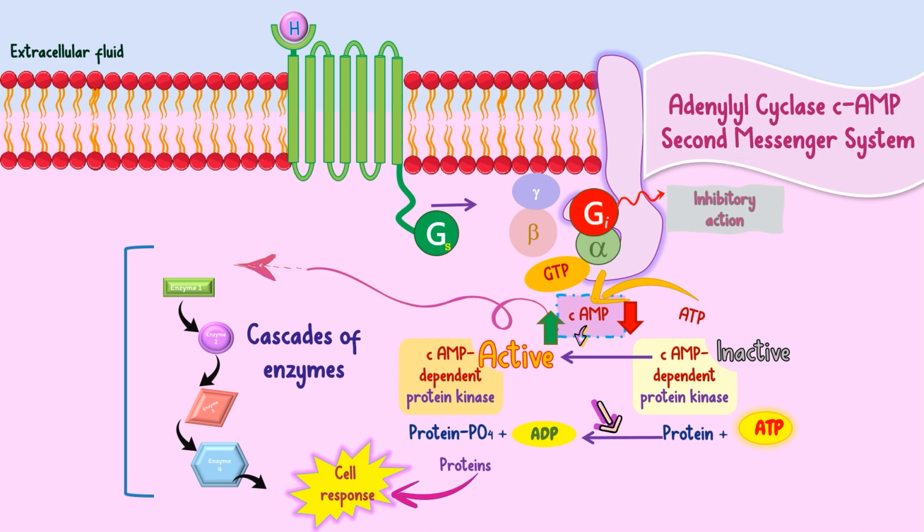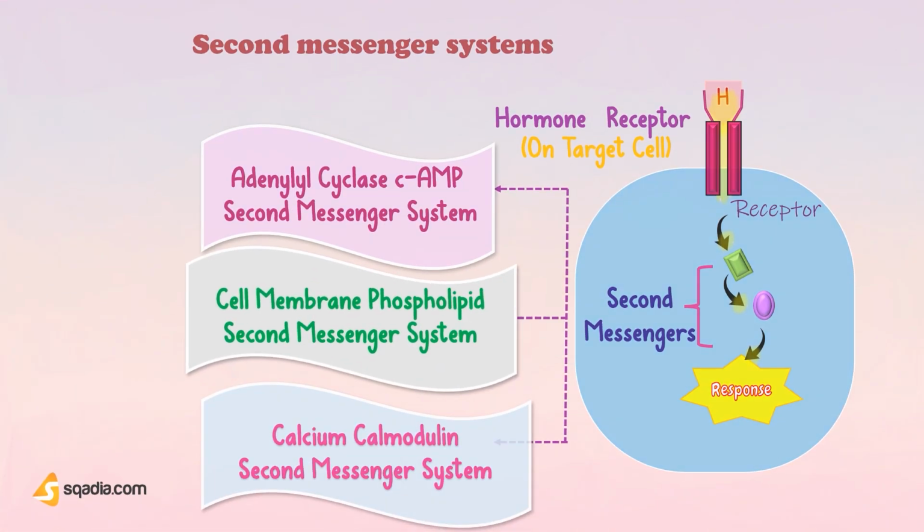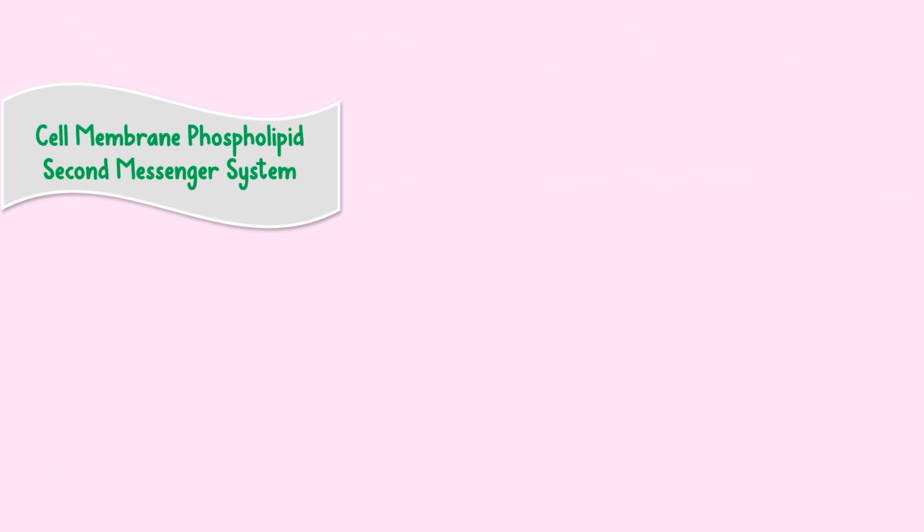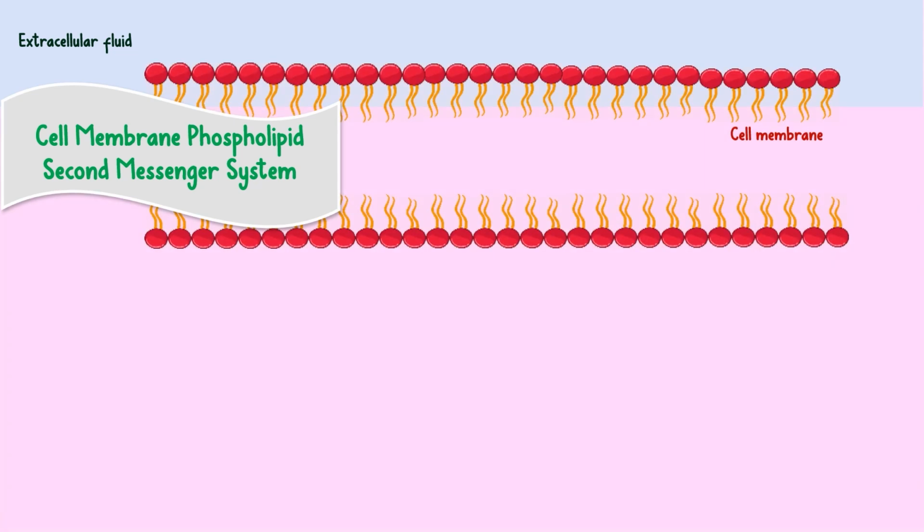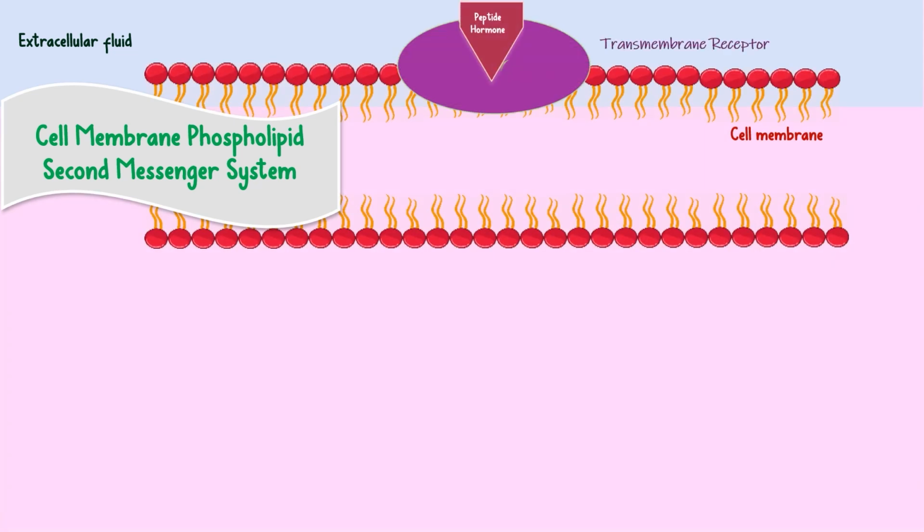Now the second one is the cell membrane phospholipid second messenger system. This is the extracellular fluid and cell membrane. Some hormones activate transmembrane receptors of G protein that activate the enzyme phospholipase C, attached to the inside projections of the receptors present inside the lipid bilayer of the cell membrane.